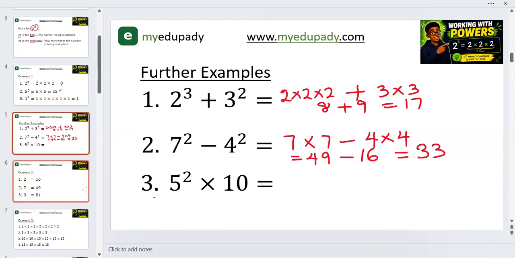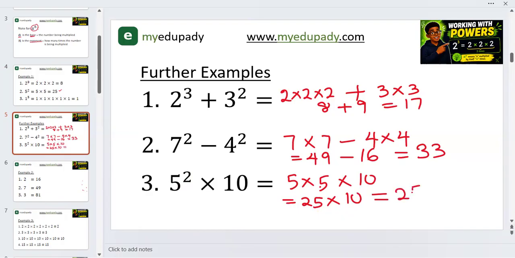Let's take a look at the third question. 5 exponent 2 means you have 5 times 5. Then times 10. So 5 times 5 will give us 25. Times, we now have 10. 25 multiplied by 10 gives us 250. Hence, the answer to the third question is 250.